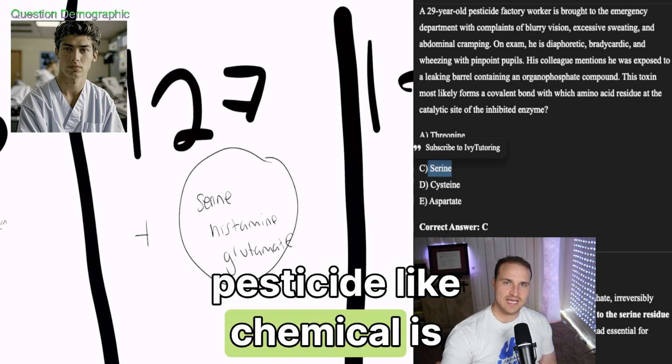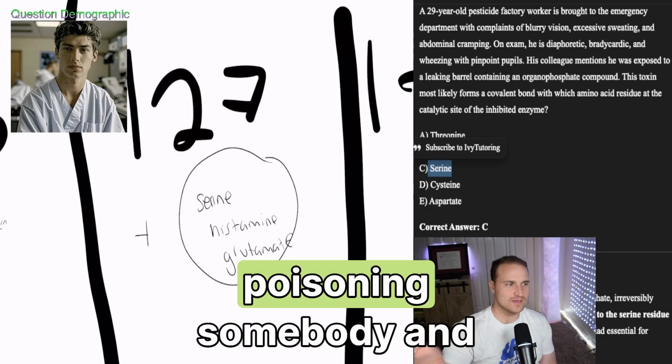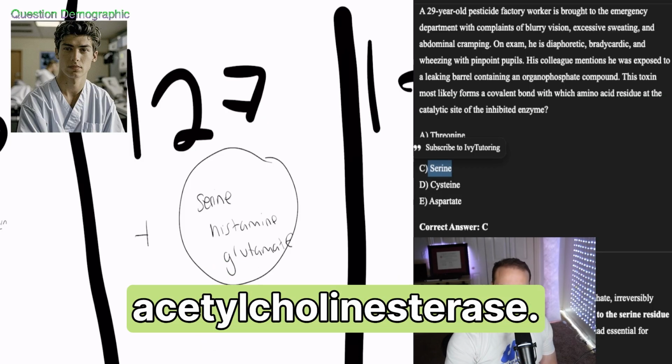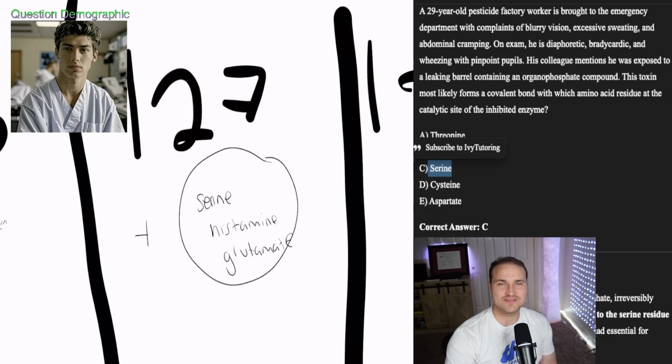So a pesticide-like chemical is poisoning a kiddo or poisoning somebody, and it irreversibly inhibits acetylcholinesterase, an enzyme that, you have to know, uses the serine residue to break down acetylcholine. The toxin covalently binds to the serine, and it stops the enzyme, and it causes too much acetylcholine, which leads to sweating, twitching, and weakness, and so serine is going to be the target there.